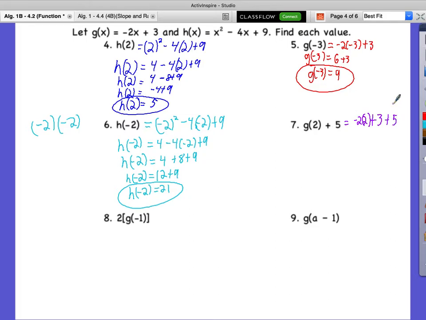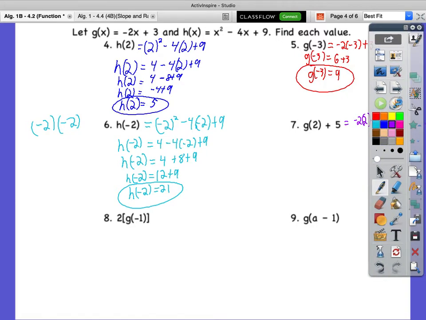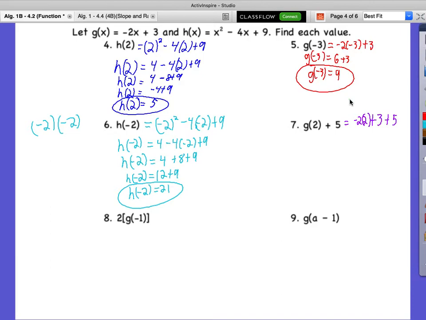So we wrote our g of 2 part. And they wrote plus 5. Okay. So let me highlight this over here. So here is g of 2. And here is the plus 5. That's what we see here. That's the g of 2, and that's the plus 5. That's how we set that up. I'm going to ask you guys to go ahead and finish solving that.